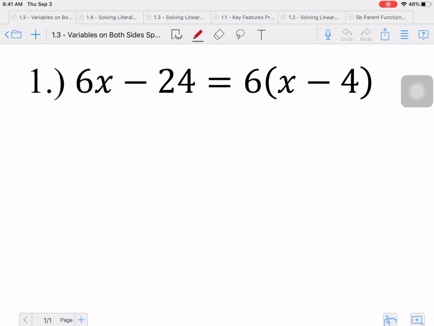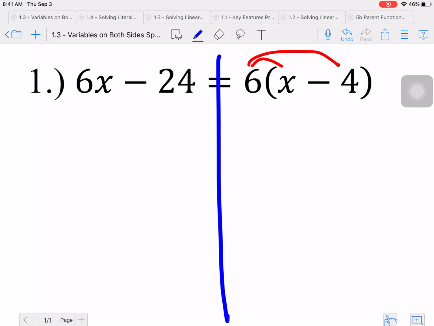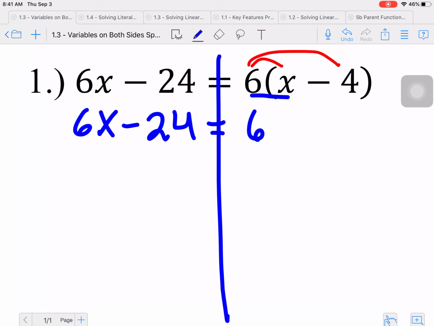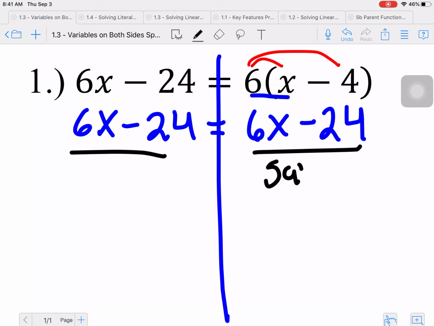So I see that there's a parenthesis, so I'm going to go ahead and simplify. So I'm going to distribute the 6x, the 6 times the x, and the 6 times the -4. All right? So I'm going to go ahead and create my line. On the left side, I'm left with the same thing. On the right side, I have 6 times x, which is 6x, and then 6 times -4, which is -24. Now, right away, you're able to see that the equations look exactly the same.